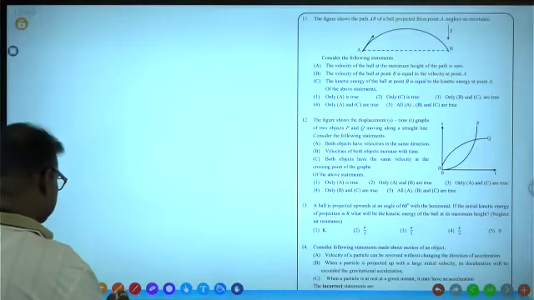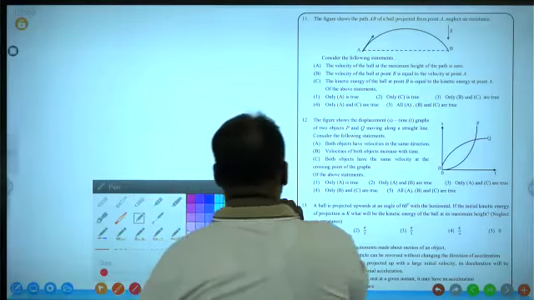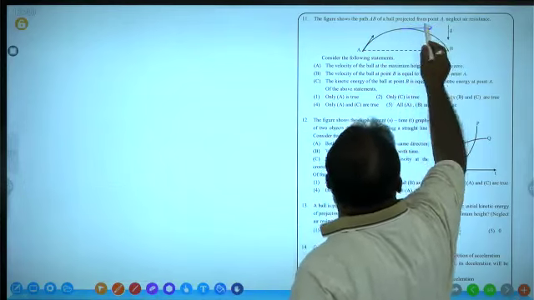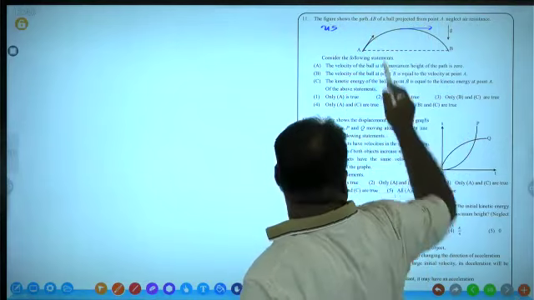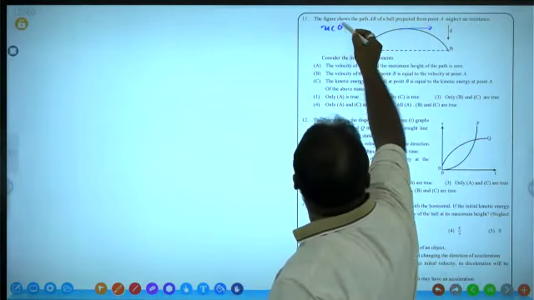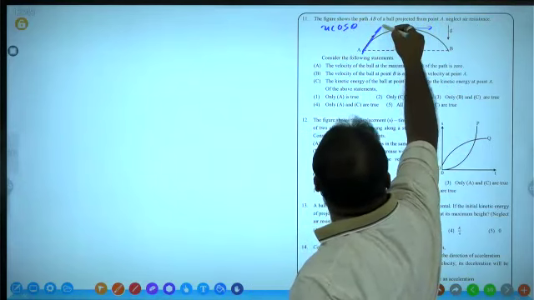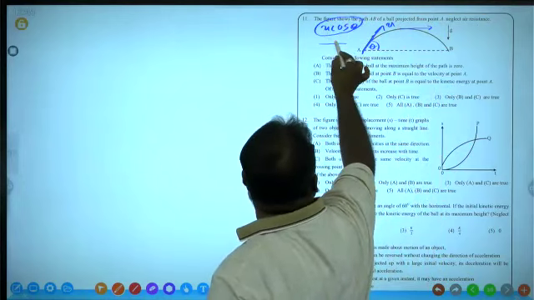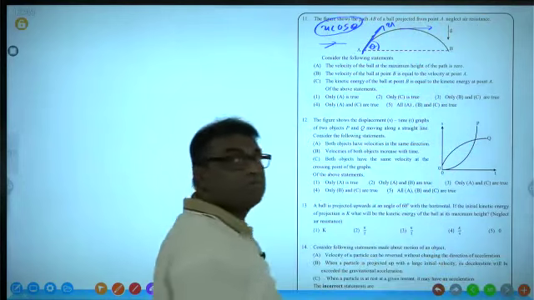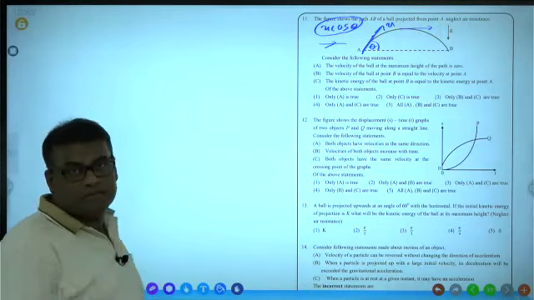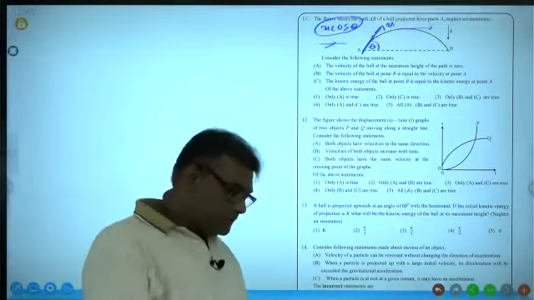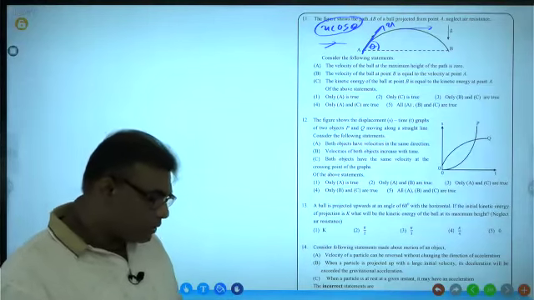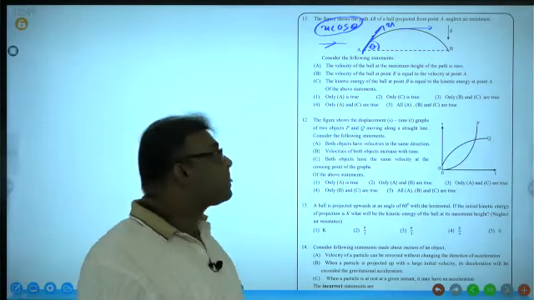In a projectile motion at the maximum height, right? The velocity vector is directed to this side, that is equal to u cos theta, right? If the initial velocity is u at an angle theta, this is the horizontal velocity component. It remains unchanged at the maximum height. So A is wrong. B, the velocity of the ball at the point B is equal to the velocity at A.